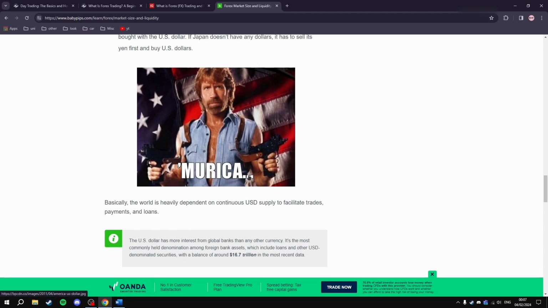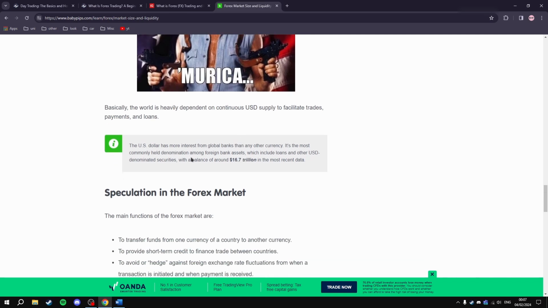Basically, the world is heavily dependent on continuous US dollar supply to facilitate trades, payments and loans. The US dollar has more interest from global banks than any other currency. It's the most commonly held denomination among foreign bank assets, which include loans and other USD denominated securities, with a balance of around 16.7 trillion in most recent data.